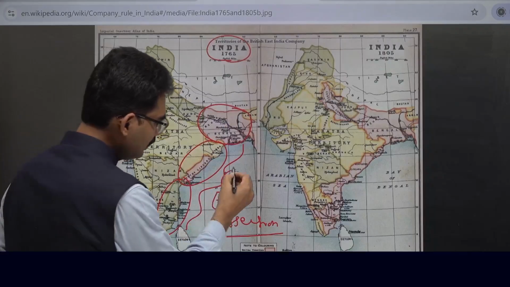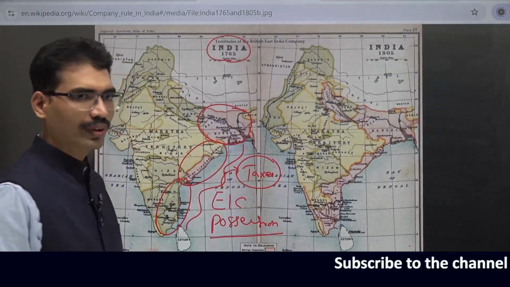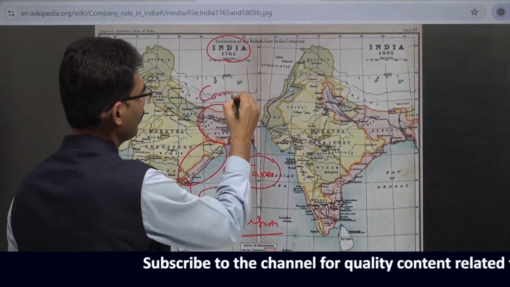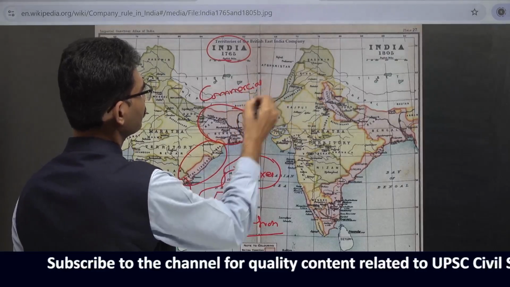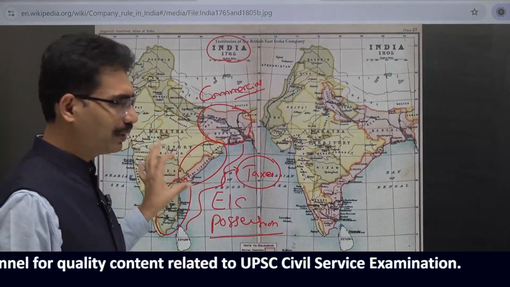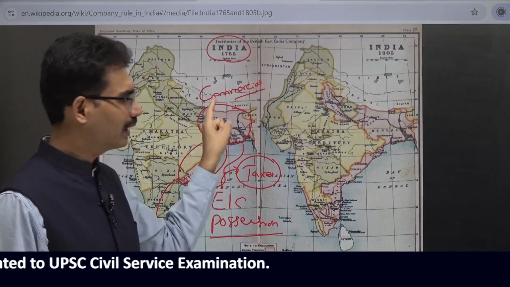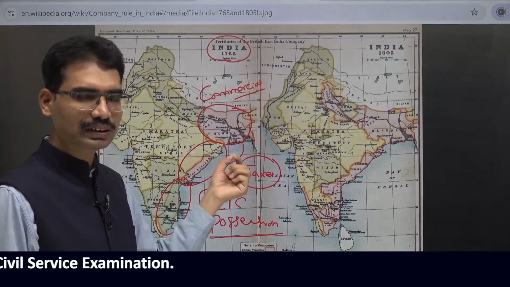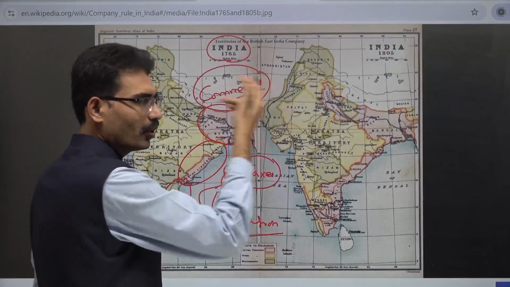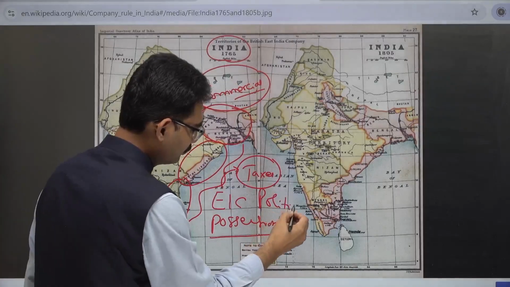Now the company is collecting taxes from them. They got Diwani rights. The company is also doing business, commercial activities. They are taking goods from India and selling in Europe, and bringing goods from Europe and selling in India like any trader. That was the first business of East India Company. They are now a commercial body, and at the same time a political body also.